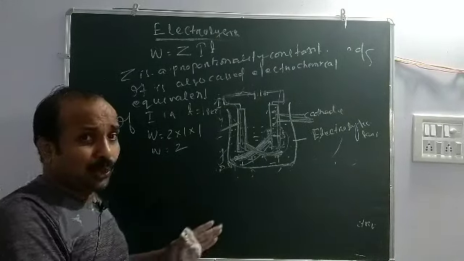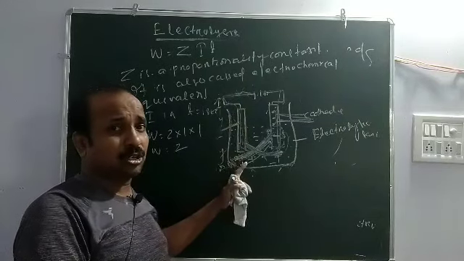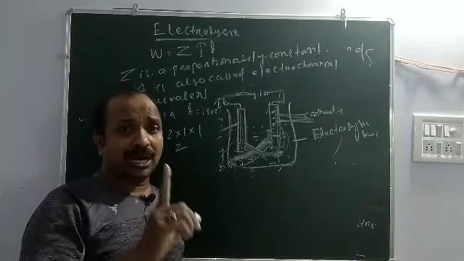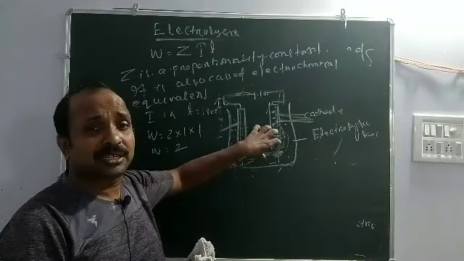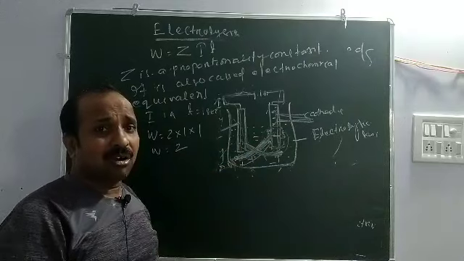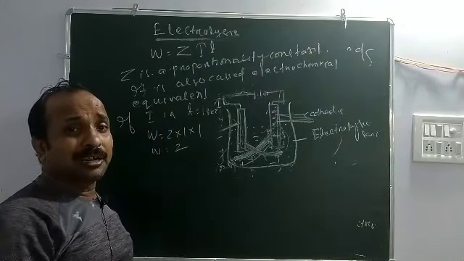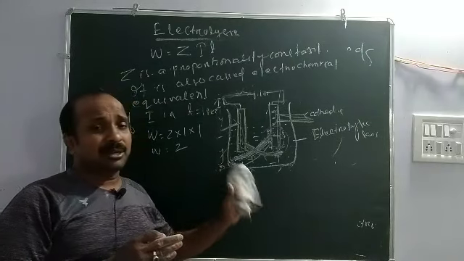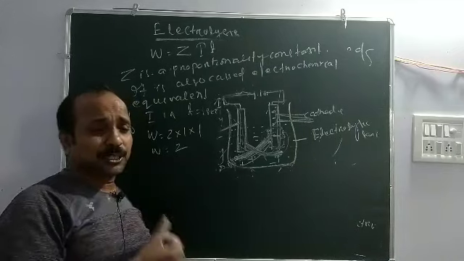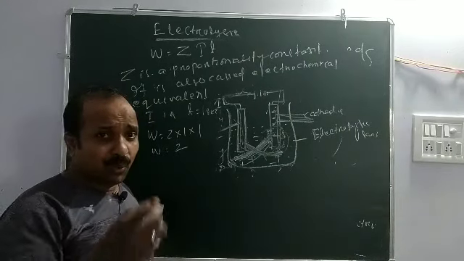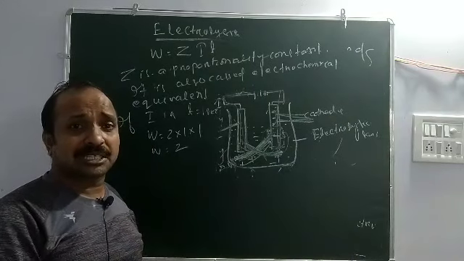That means when 1 ampere current passes through a solution for 1 second, the mass of substance deposited or liberated at the electrode is called the electrochemical equivalent. Electrochemical equivalent is the mass of substance deposited or liberated by passing 1 ampere current for 1 second, meaning 1 coulomb of electricity.